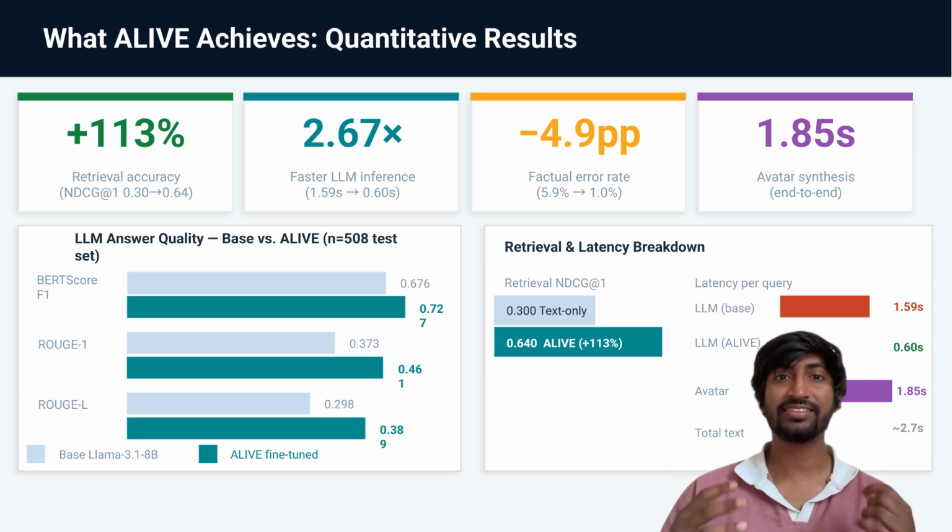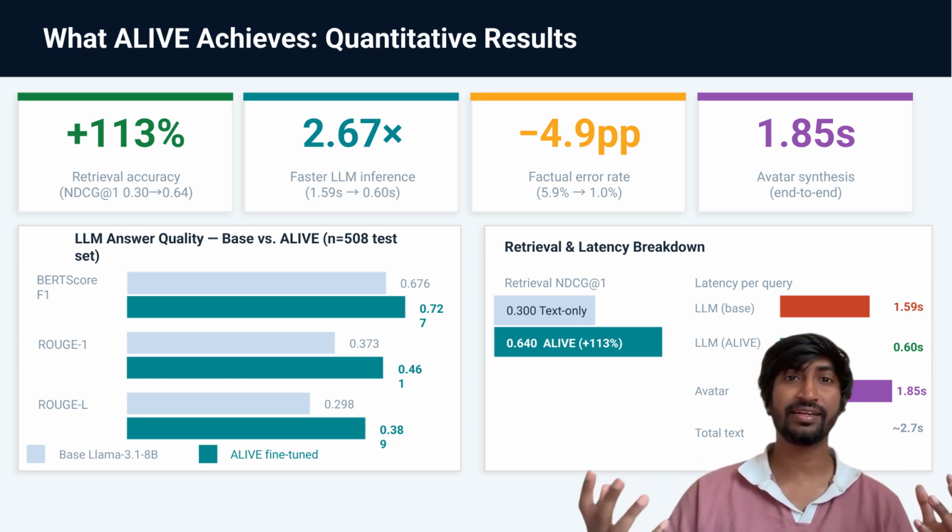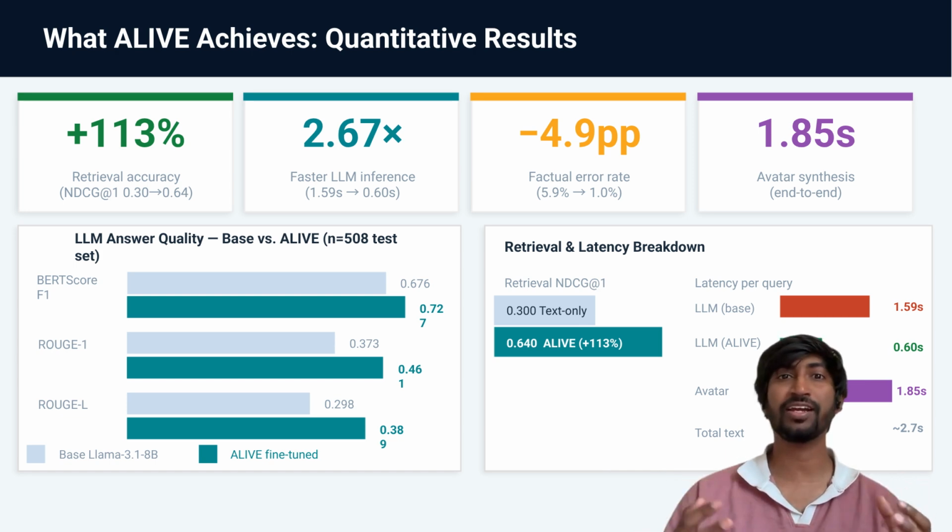This slide summarizes the main quantitative results. First, timestamp-aware retrieval improved retrieval accuracy. NDCG at 1 increased from 0.30 to 0.64, which is a 113% improvement. This means the most relevant lecture segment was much more likely to appear at the top of the retrieval results.